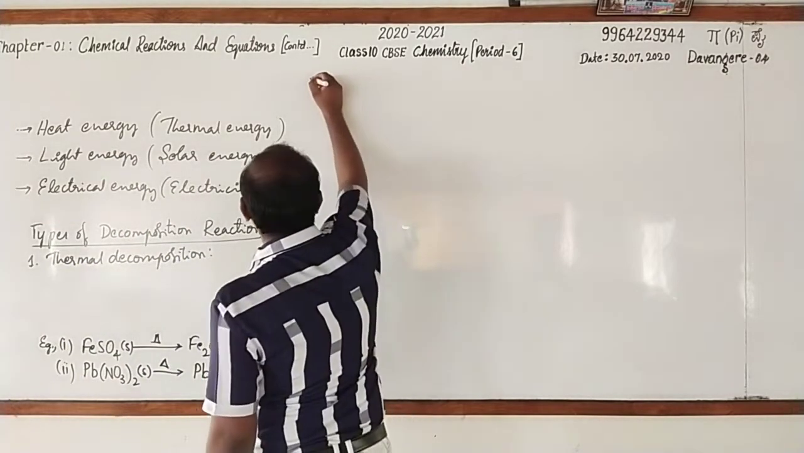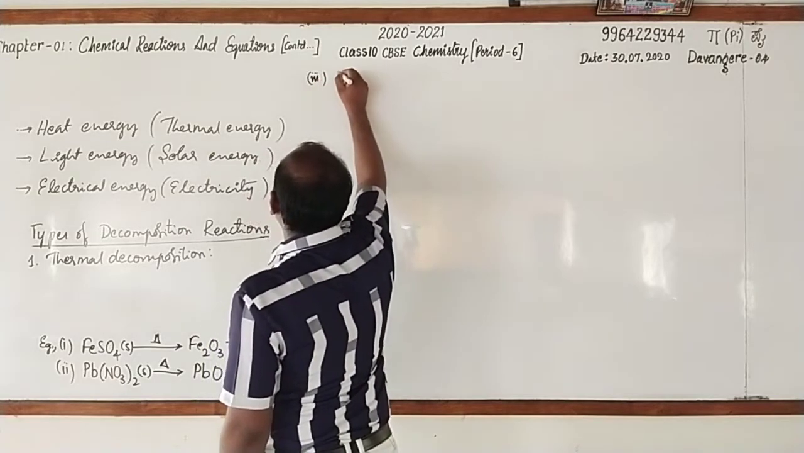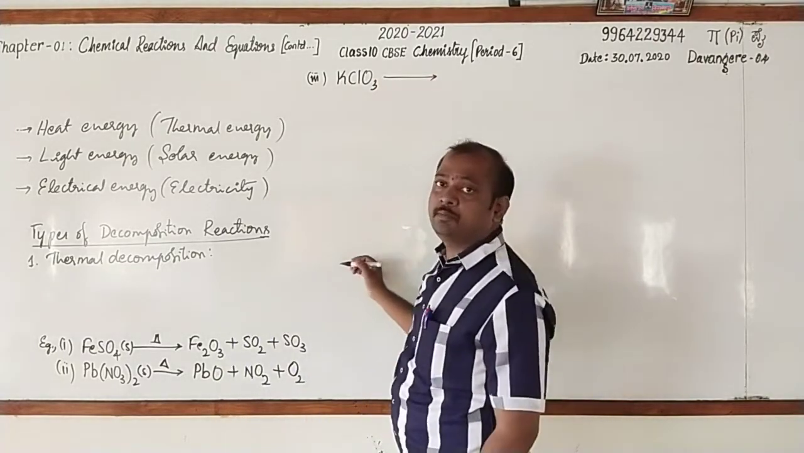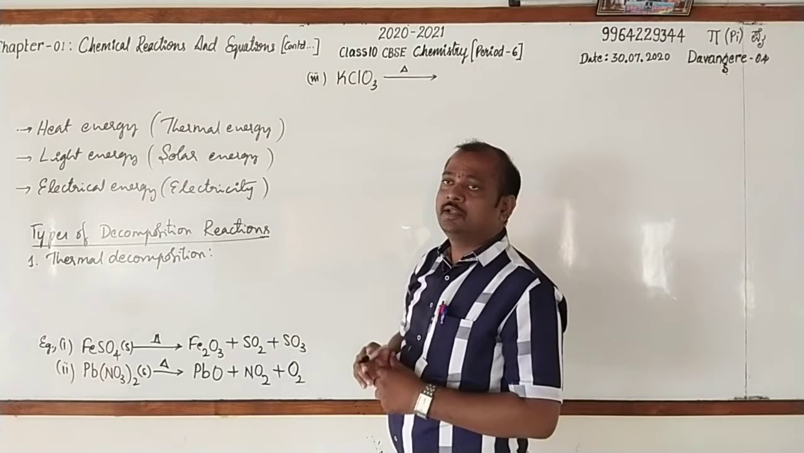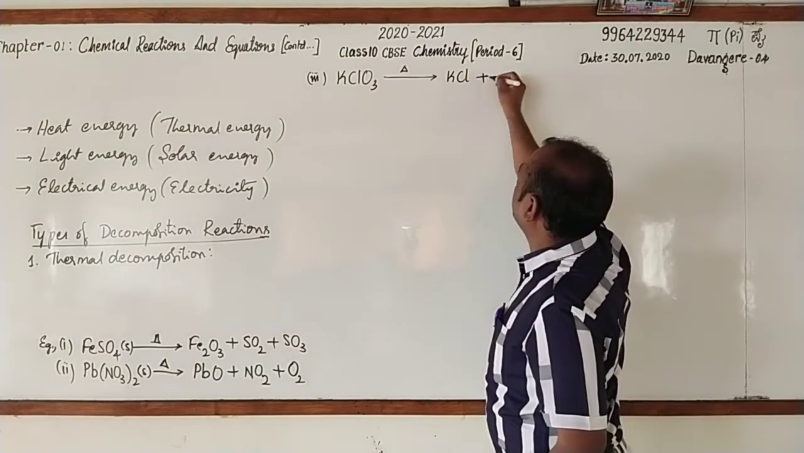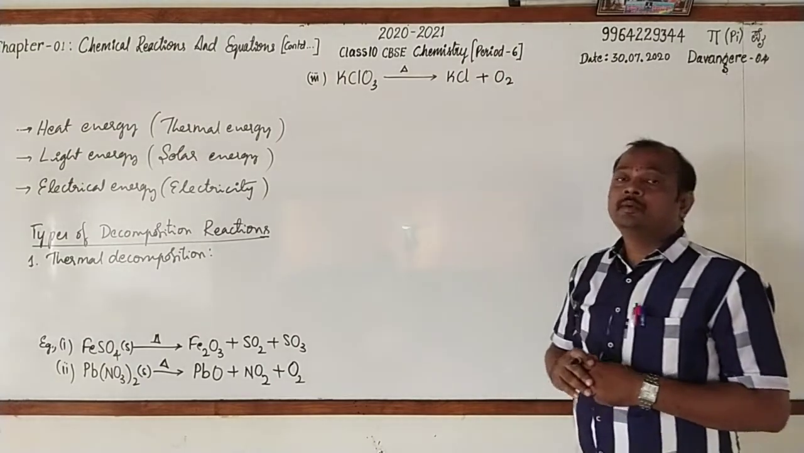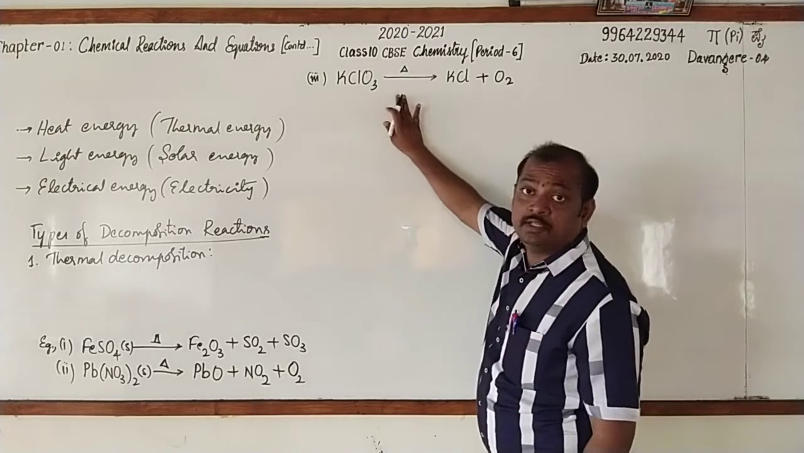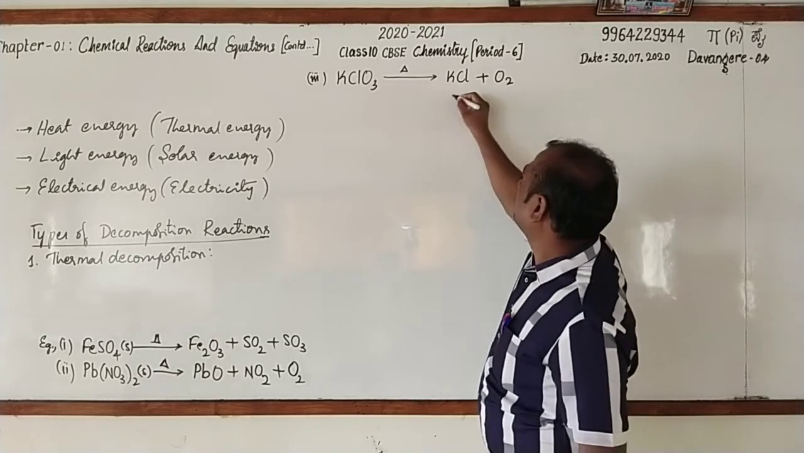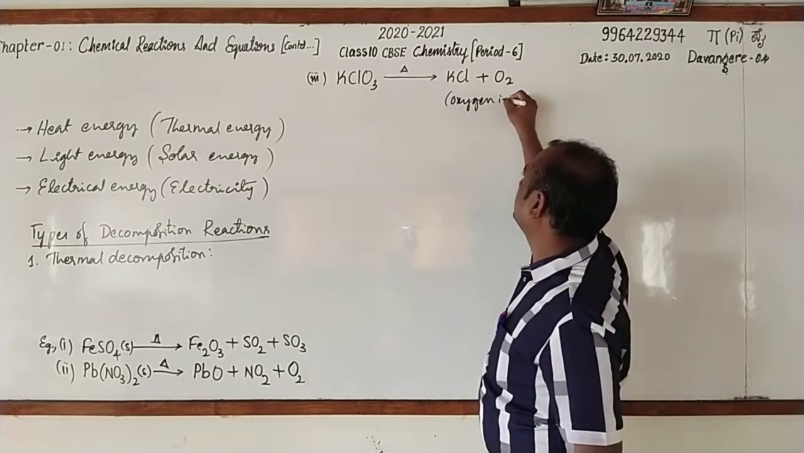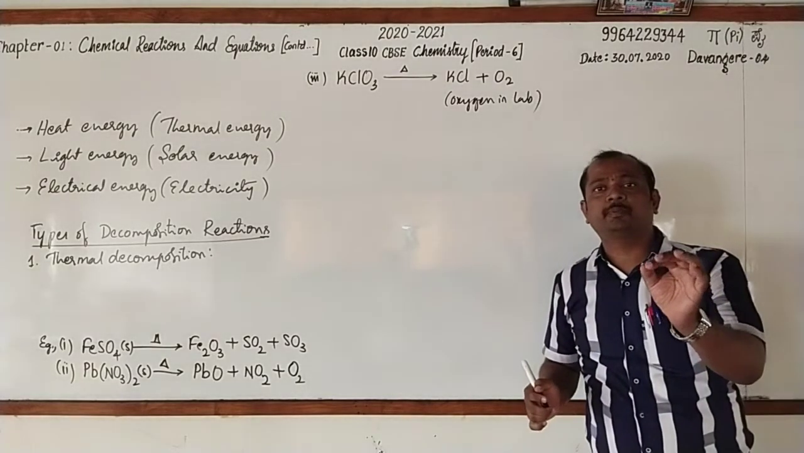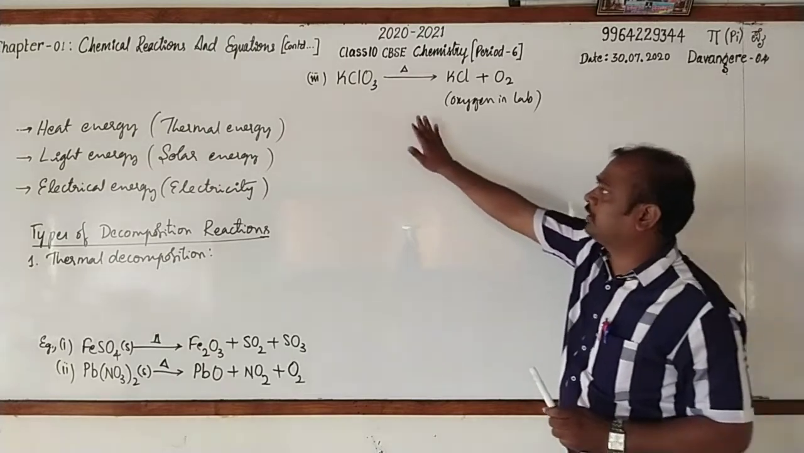I'll take some more examples. Third one is very important, KClO3. Name this compound. It is potassium chlorate. When it is heated, it gets split up, or decomposes, into potassium chloride plus oxygen. And please do remember, this reaction is used for preparing oxygen in the laboratory. Clear? Here, for your reference, I'll write oxygen in laboratory. They may ask you, write the decomposition reaction used for preparing oxygen in the laboratory. You will have to write this one.